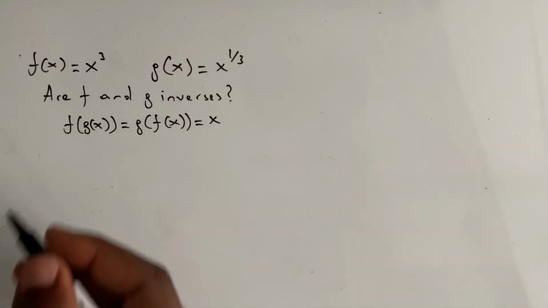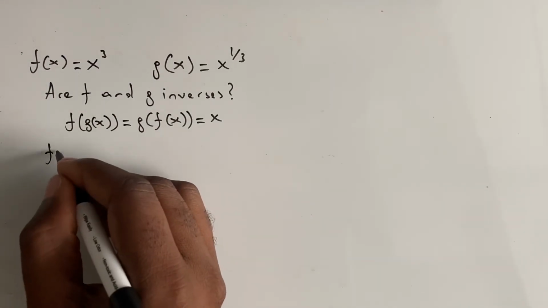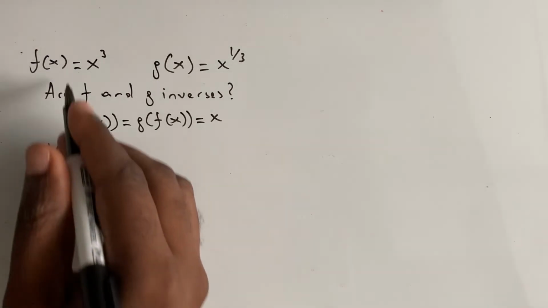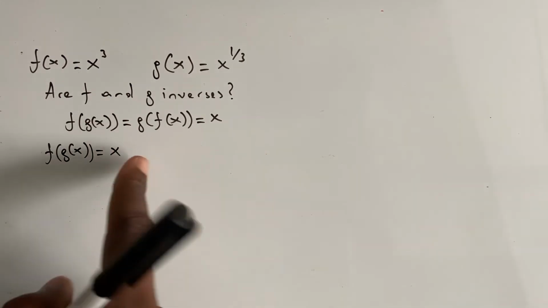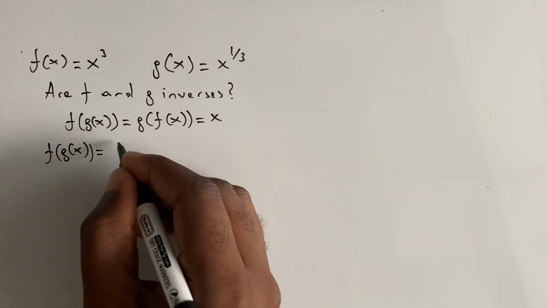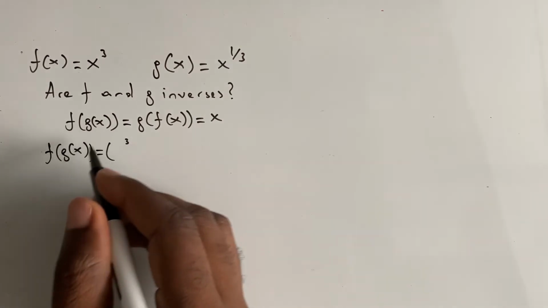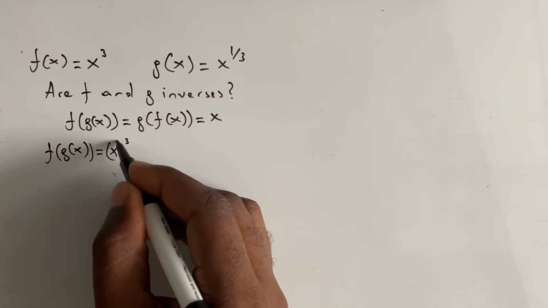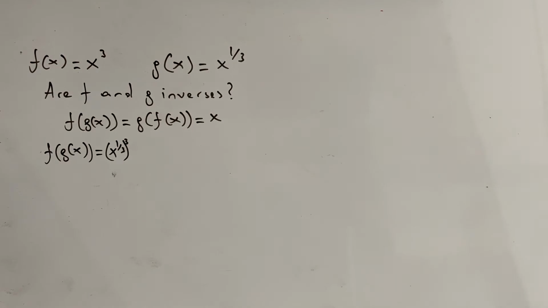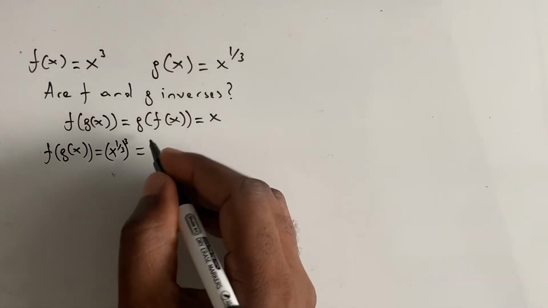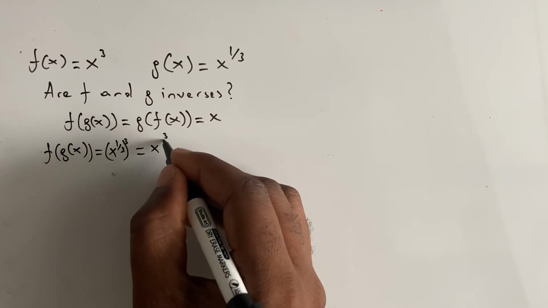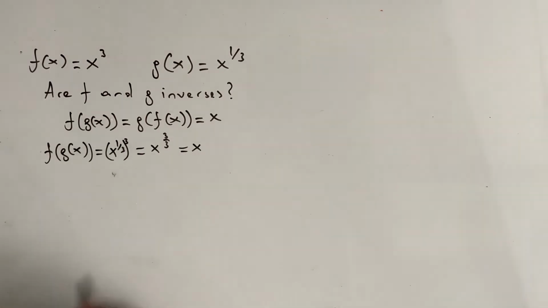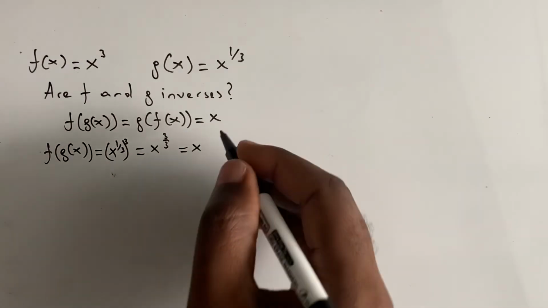Okay, so that means we need to calculate f of g of x, right? F of g of x would be, we go back to f and replace x by g of x. Remember f was x cubed, so I replace this x by g, and g is x to the 1/3. Then this would be x to the 3/3, because you multiply the exponents here, right? Which gives you x to the first, which is just x. So this one is checked already.